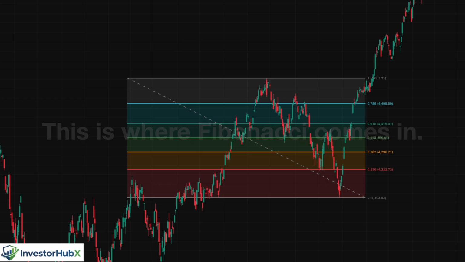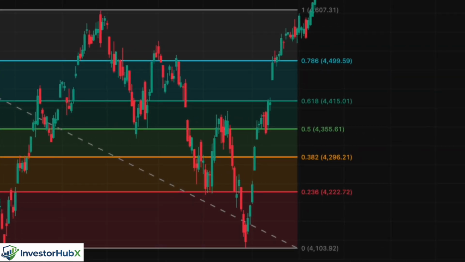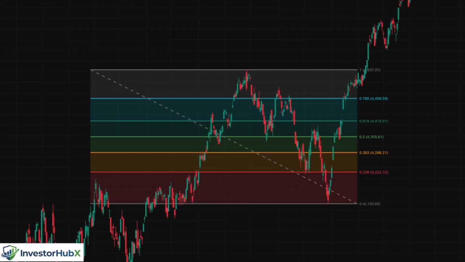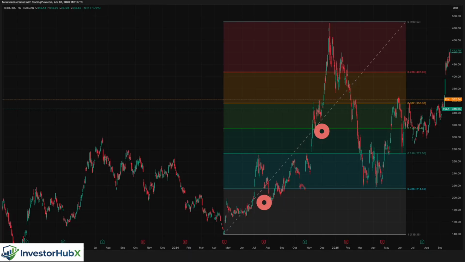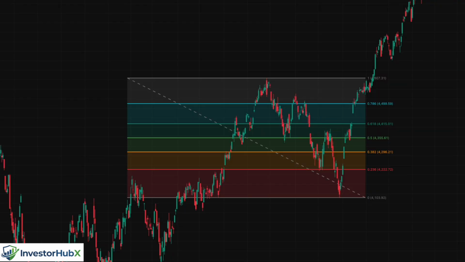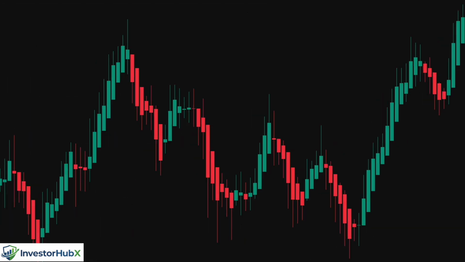The most commonly used Fibonacci retracement levels are 23.6%, 38.2%, 50%, 61.8%, and 78.6%. These levels are drawn between a major swing low and a major swing high in an uptrend, or from a swing high to a swing low in a downtrend. Once the tool is placed on the chart, it creates a series of horizontal levels. These levels act like potential areas of support or resistance. In other words, places where price might react.